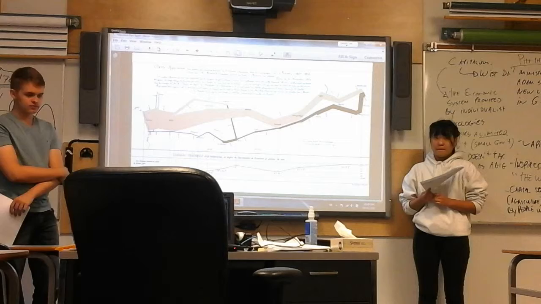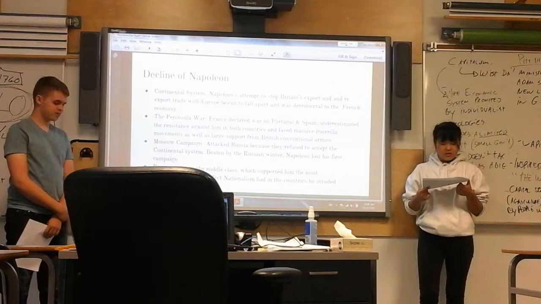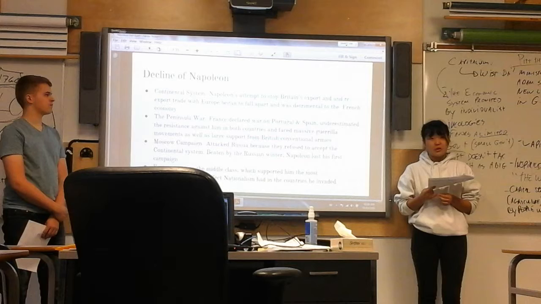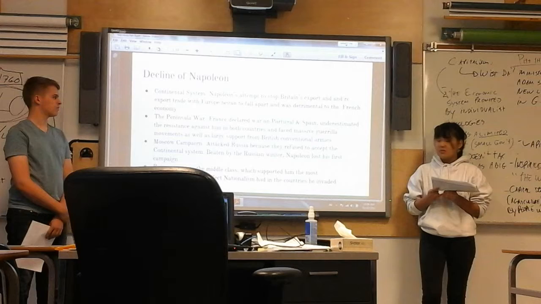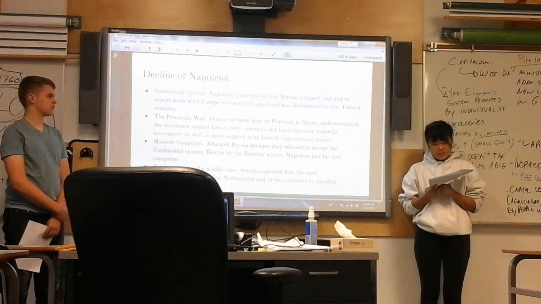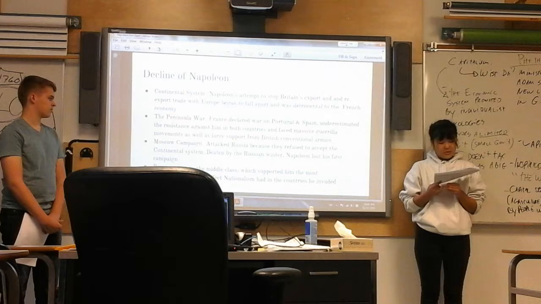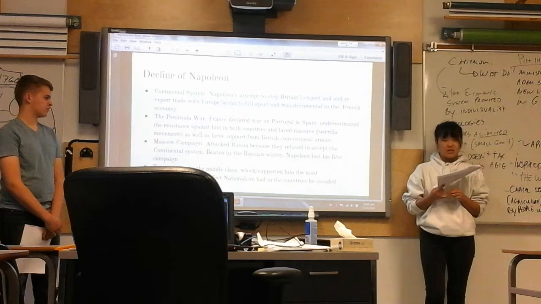So the decline of Napoleon started with the continental system, his attempt to stop the British export and re-export trade with Europe, and then it began to fall apart. It was more detrimental to the French economy than the British one. And the Peninsula War, so France declared war on Portugal and Spain, underestimated the resistance against him, and both countries embraced a massive guerrilla movement as well as large support from the British conventional armies. And the Moscow campaign, where he attacked Russia, but they refused to accept the continental system, he was beaten by the Russian major, and that was his first campaign that he lost.